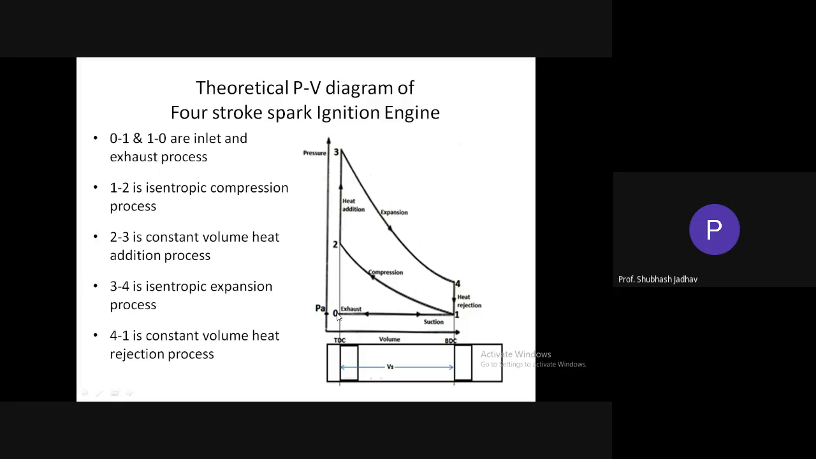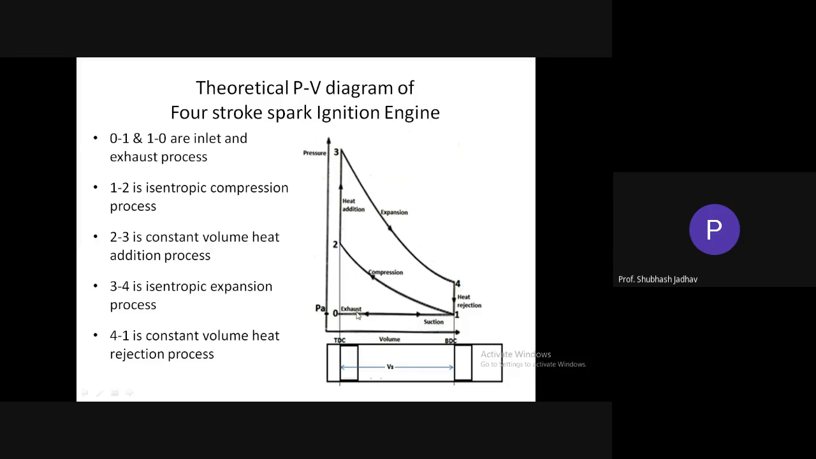Now at what pressure is this happening? Atmospheric pressure, PA. On this line, we are denoting atmospheric pressure. So the suction is happening at atmospheric pressure, and there is no change in the pressure. The pressure is continuously atmospheric. So at atmospheric pressure the suction is happening and the piston is moving from 0 to 1.